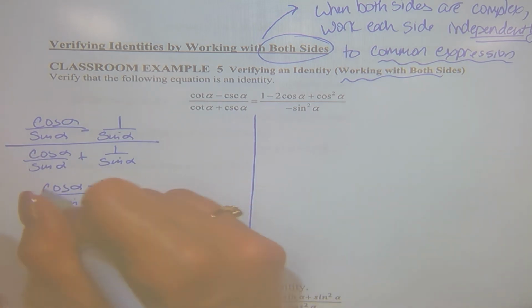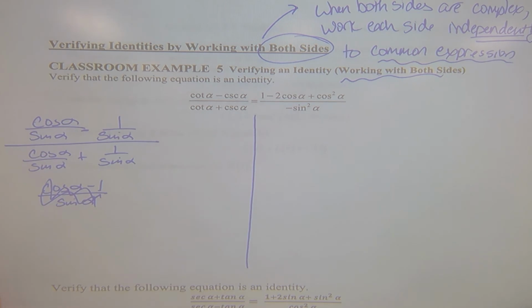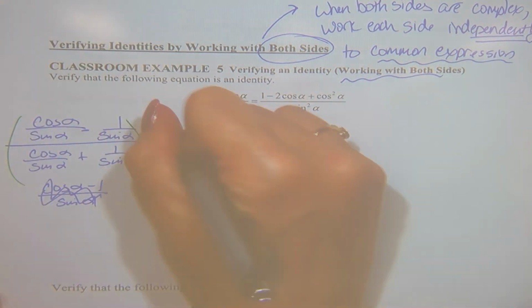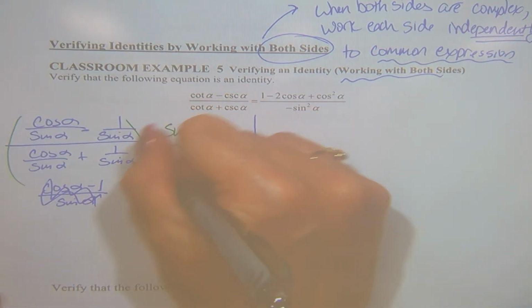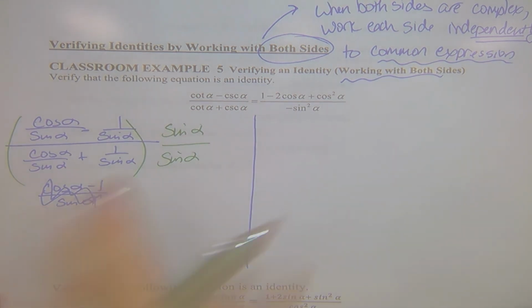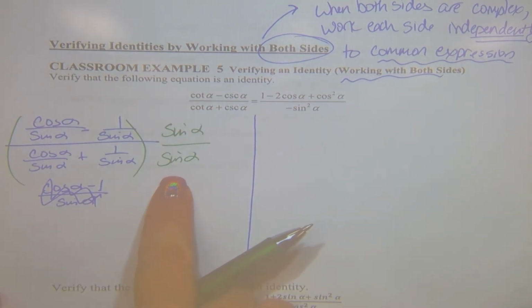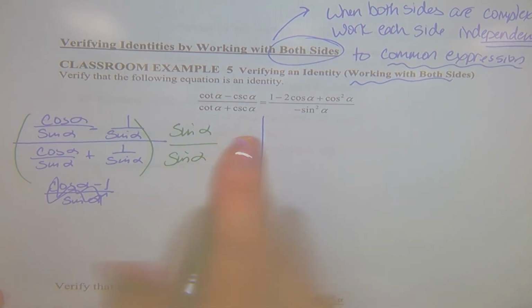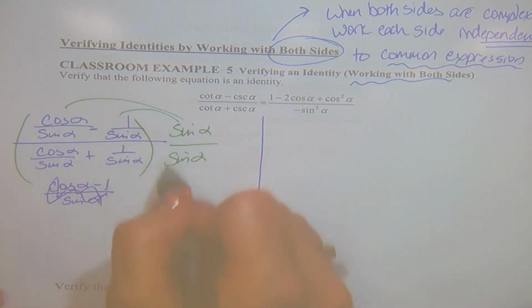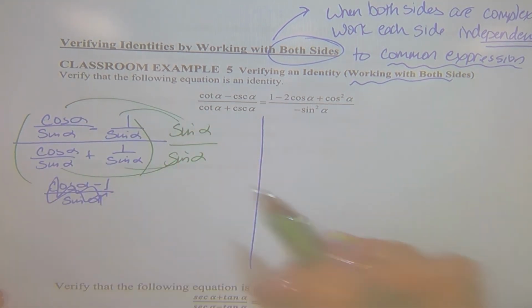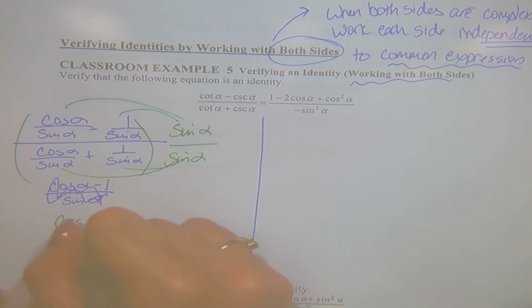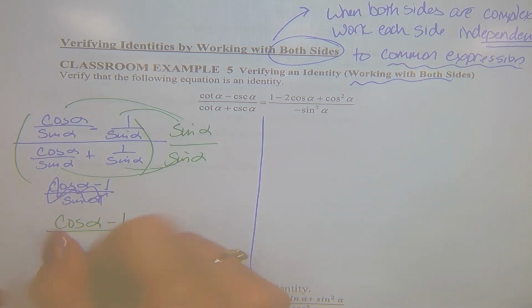Oh, you know what? I don't want to go that way. I want to multiply everything by sine alpha. There's my thinking process, guys. Multiply the numerator, multiply by 1. When I multiply everything by sine, I distribute this in. All of those inner denominators are going to cancel out, so that I'm left with cosine alpha minus 1 over cosine alpha plus 1.